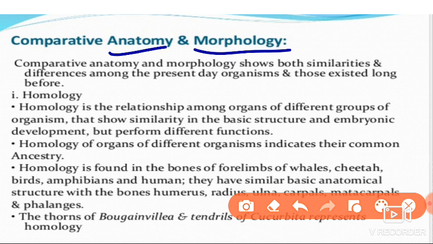Here we have two main important concepts about comparative anatomy and morphology. They show both similarities and differences among present-day organisms and those that existed long before. By doing this, we can compare our ancestors and the modern organisms. What organs are similar and dissimilar? What difference is there, what similarity is there? For example, take the heart, take the brain. If you compare the heart of the fish and the heart of the human, we'll find some comparisons.